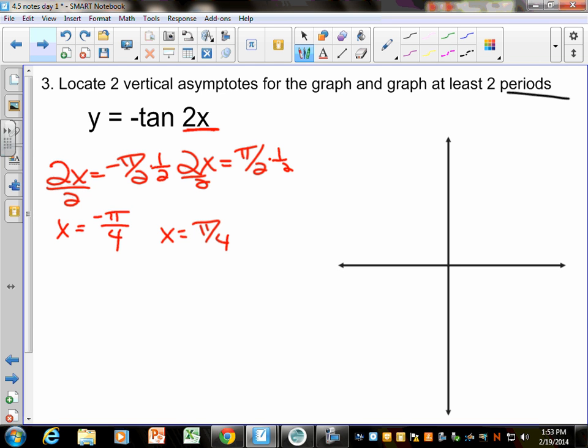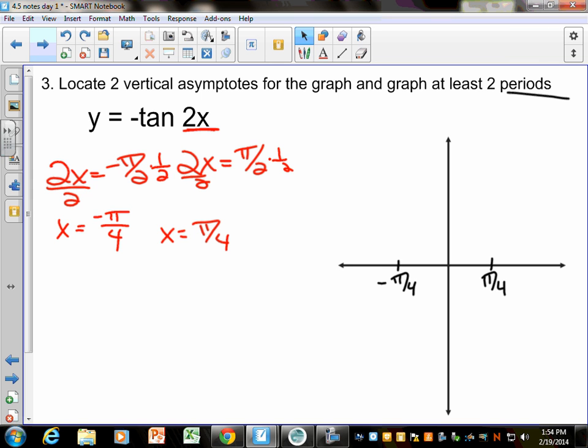You really only need to graph 3 asymptotes. That'll give you 2 periods. If you want to graph more than that, you can. But that's where you have to start on this. So if I was doing this, I would go ahead and label this negative pi fourths. I would label this pi fourths. And then my graphs, just like sine and cosine, they tend to look the same all the way through. What changes is how I label my axis.